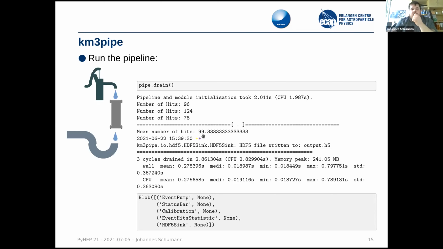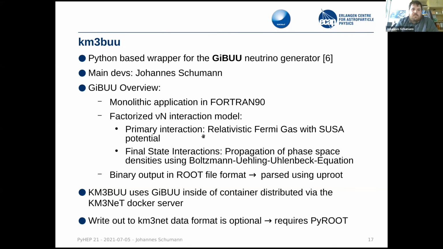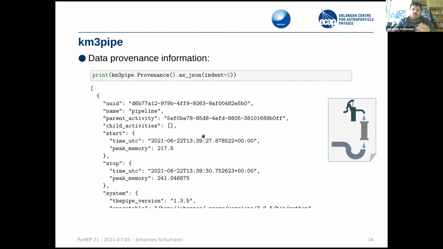Okay, that was something on the workflow, but we also do simulation with Python, and there I want to give you an overview. Oh, I forgot the provenance tracking. Sorry for that. In KM3Pipe, you can also get easy access to all the information of how your data was created by accessing this provenance field.